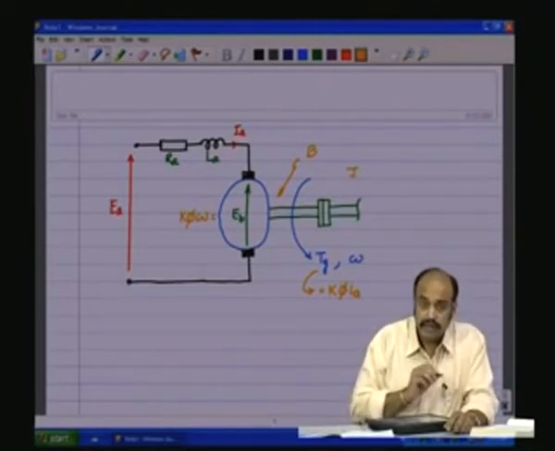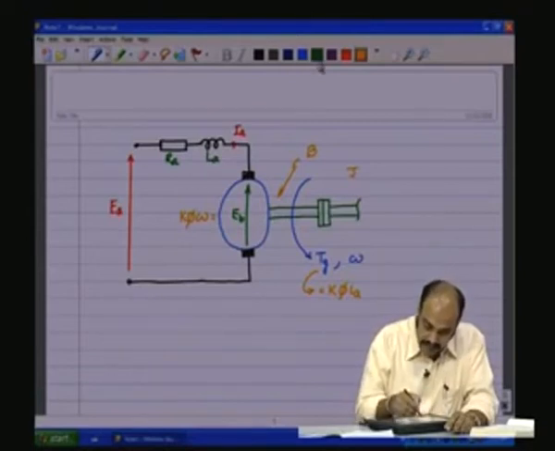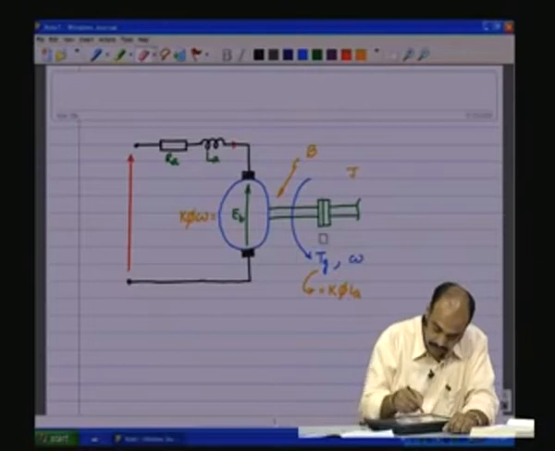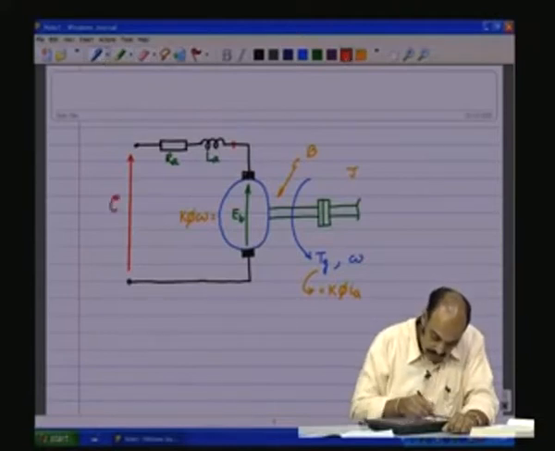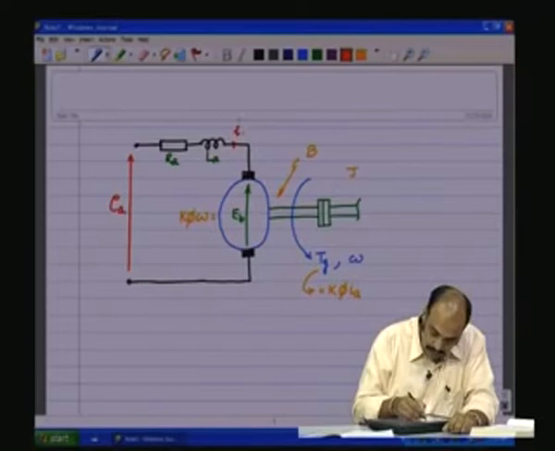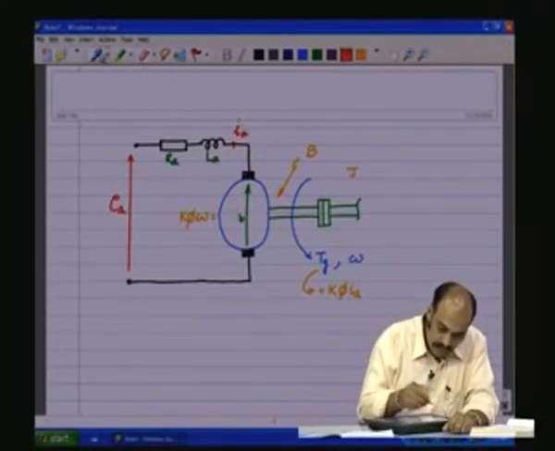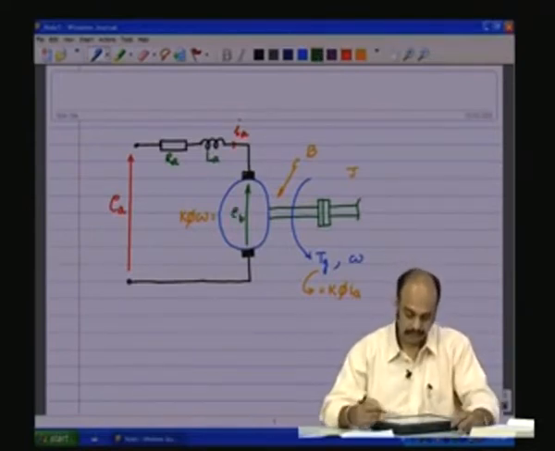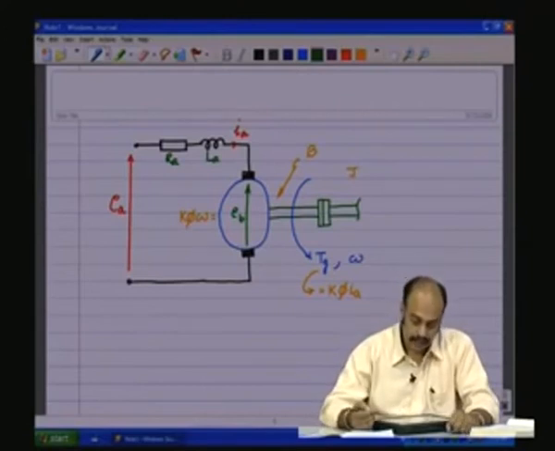Now, as we are doing a dynamic model, we do not want to take the RMS values, let us take the instantaneous values. So, I will replace these by the instantaneous values. We have EA, we have IA and EB. So, this is the relationship.